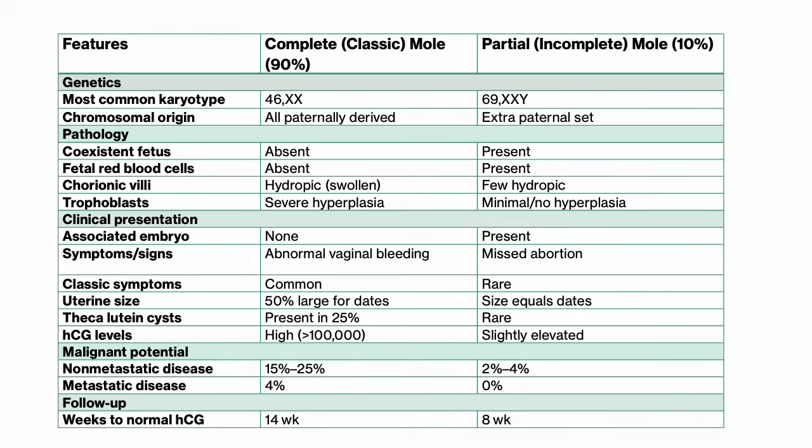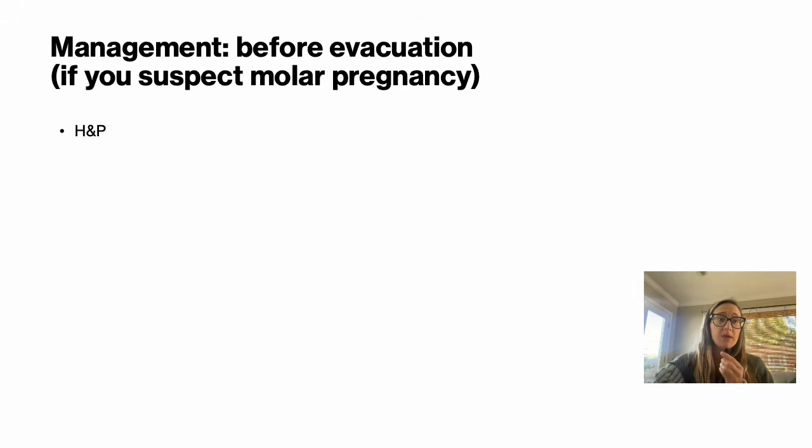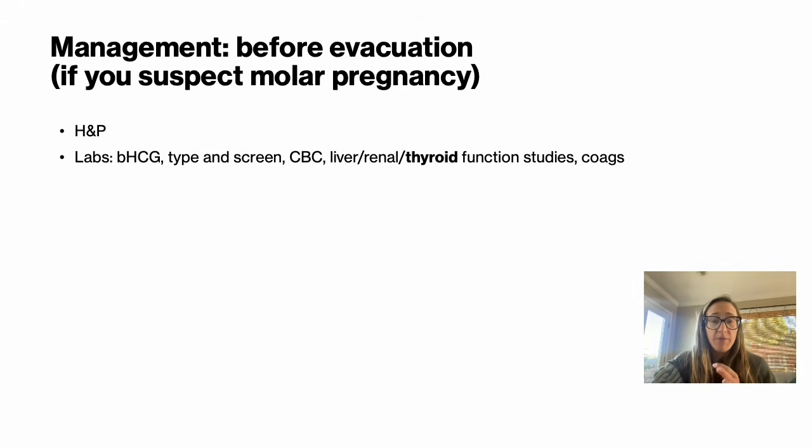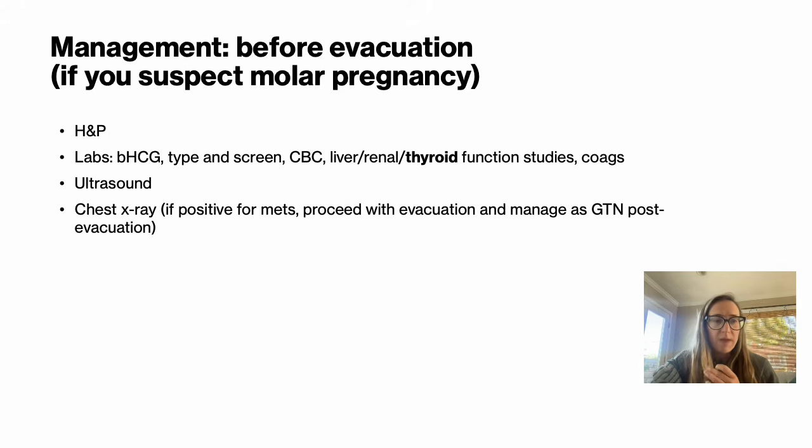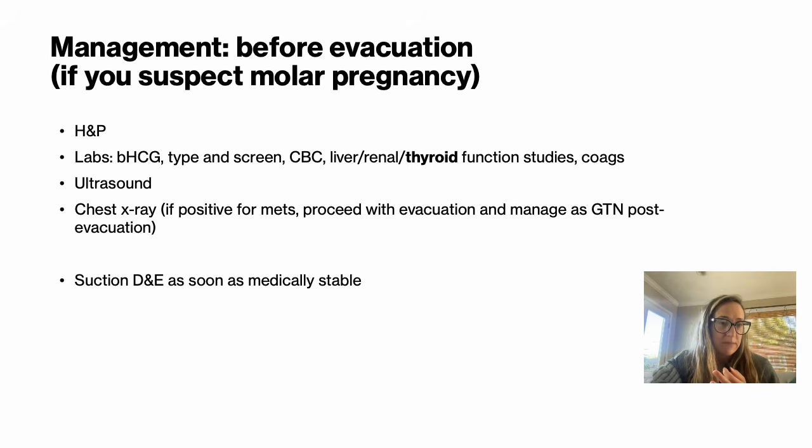Okay, so once you suspect a molar pregnancy, before you're going to the operating room for an evacuation, obviously you're going to get your H&P, you're going to get labs, so beta, a type and screen for sure, and then you're going to get liver, renal, thyroid functions and coags. Remember, we talked about how the thyroid, you can get hyperthyroidism. You're going to have your ultrasound already, hopefully. Chest x-ray is recommended.